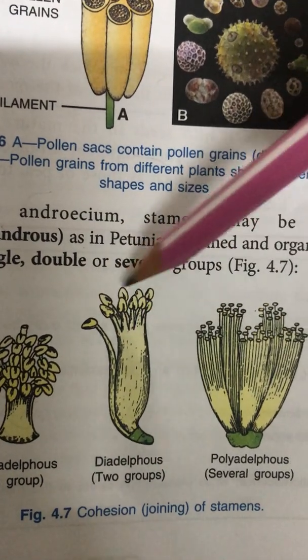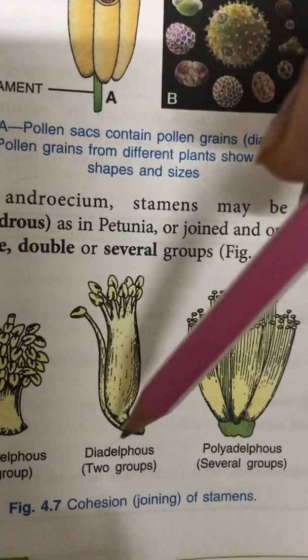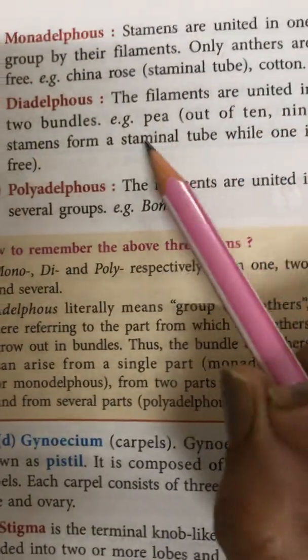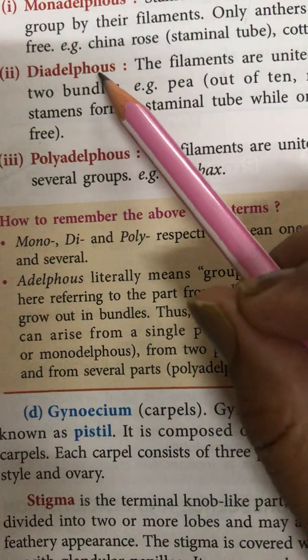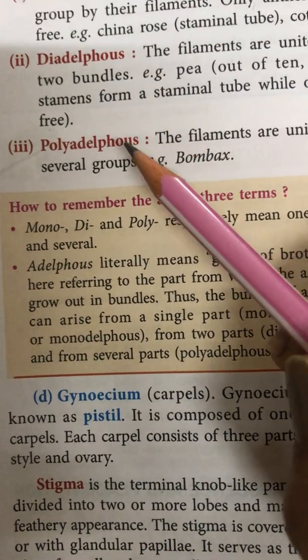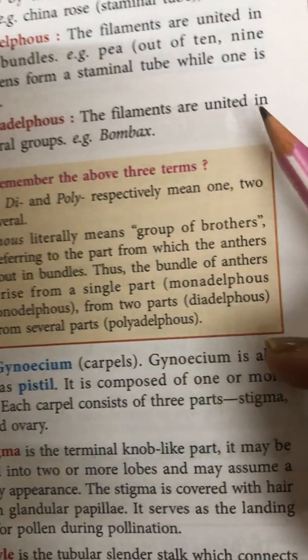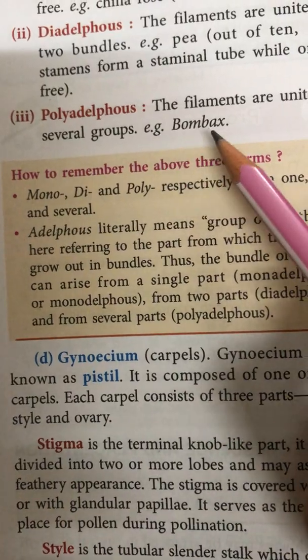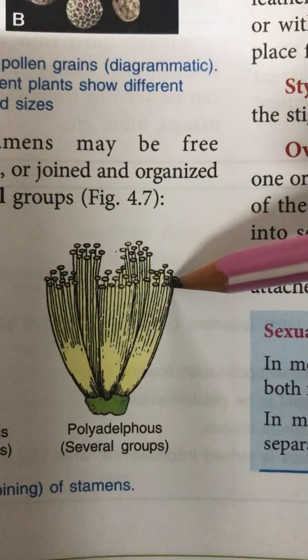So varying degrees of fusion might be there in diadelphous, but di means two and delphous means groups. So when the filaments are united in two bundles, like in pea, this condition of androecium is called diadelphous. Please note down. And polyadelphous, as the name says, poly means many. The filaments are united in several groups. Example is bombax, where you can see several stamens are there and they are fused to form different bundles.